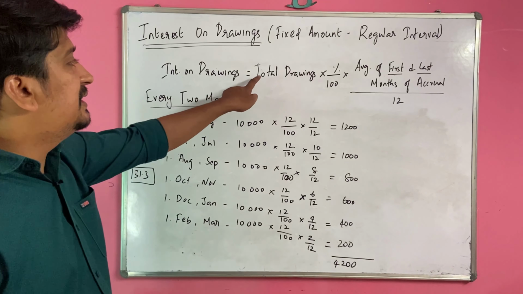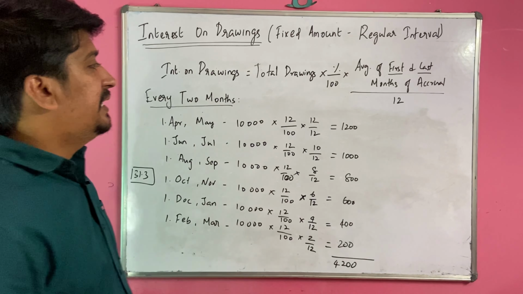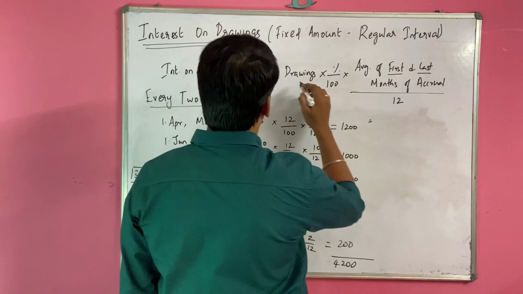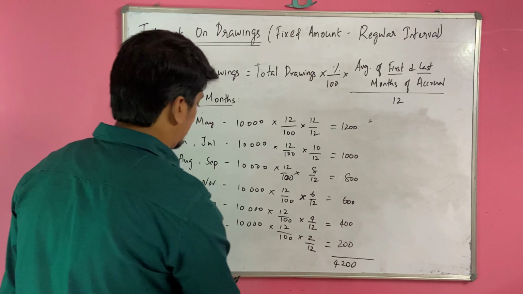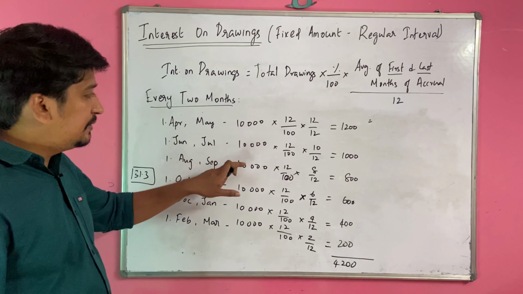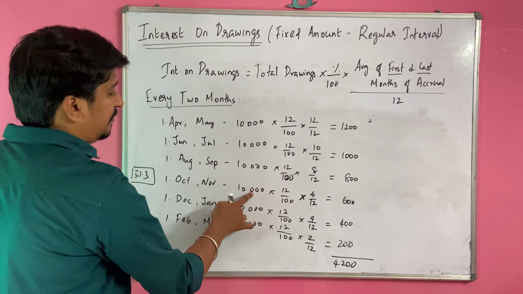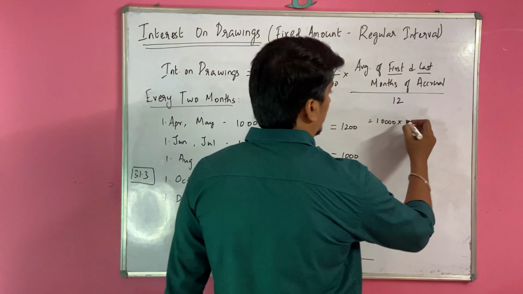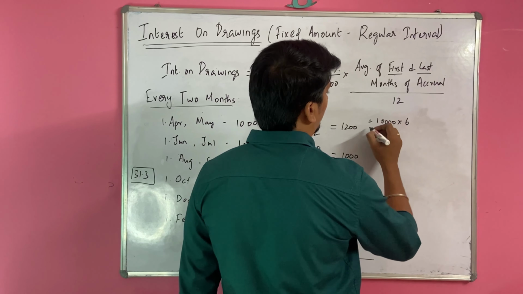Now let's apply this formula. This formula says take the total drawings. Total drawings is 10,000 into 6. 6 times he has drawn. Every 2 months means 6 times he would have drawn: 1, 2, 3, 4, 5, 6. So 10,000 into 6, this is the total drawings.